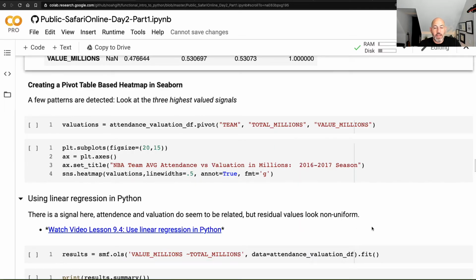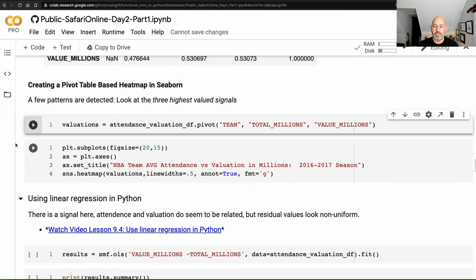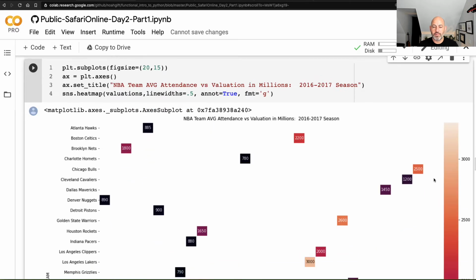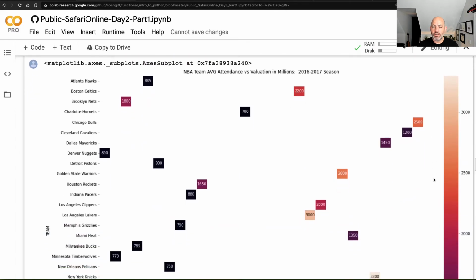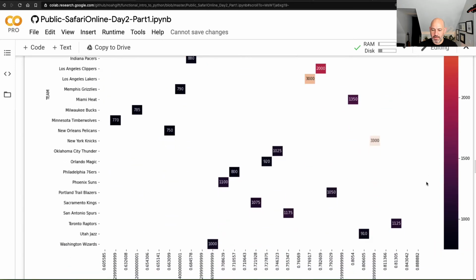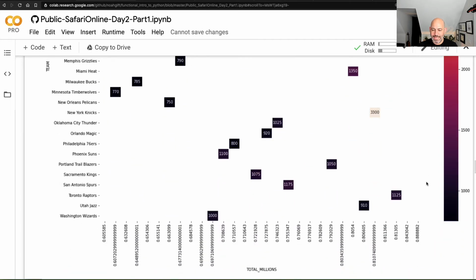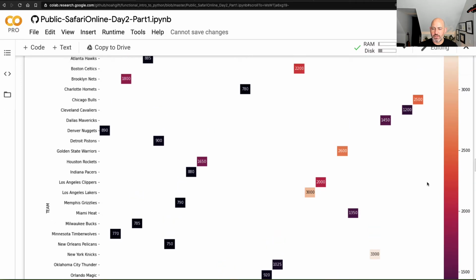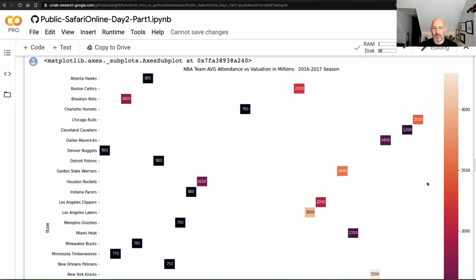Now, if you want to get fancier, one of the things I like to do is create pivot tables. Here's an example of a pivot table that has the team, the valuation, and the attendance, and you can start to build this into a richer visualization and see, this is interesting. If we look at this bottom axis here, this is the total attendance in millions per year, and this is the valuation. So you see there are obviously some outliers popping up.